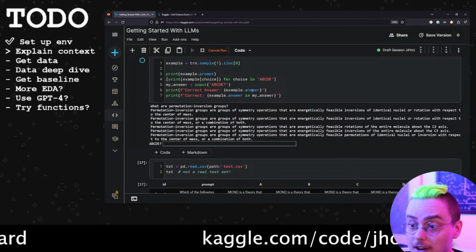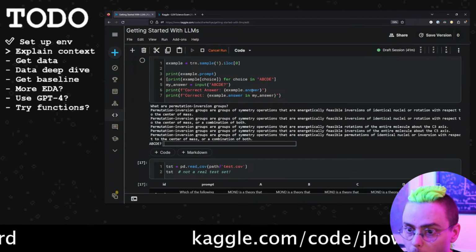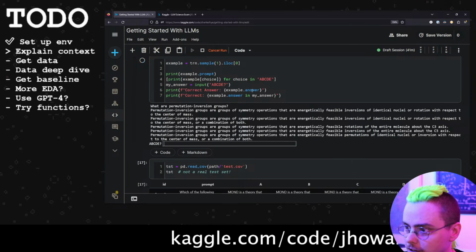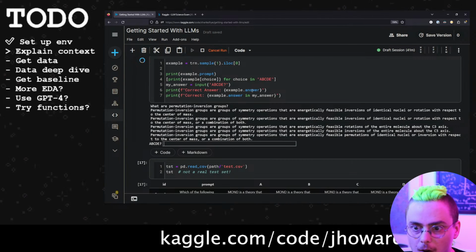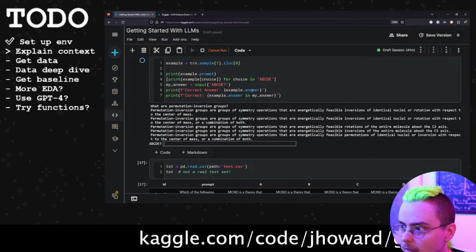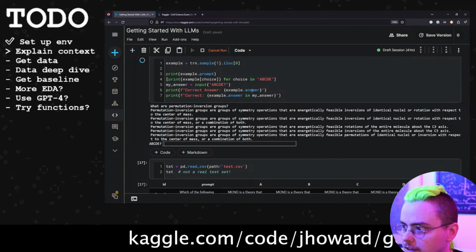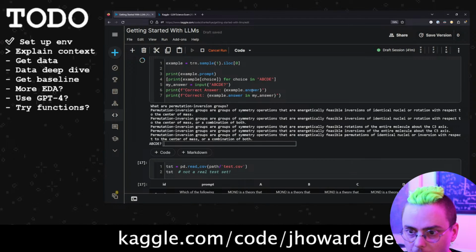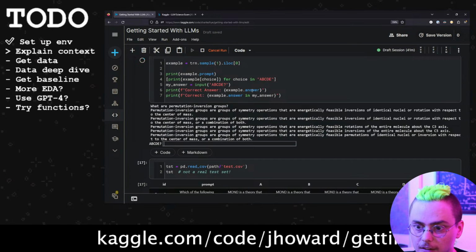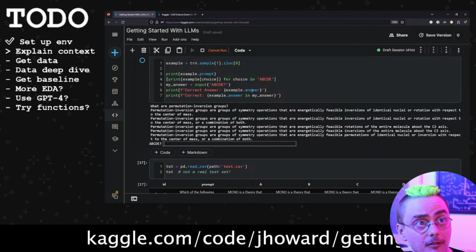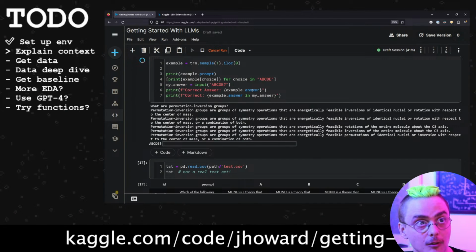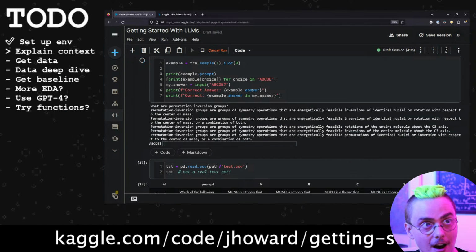So what are permutation inversion groups? Wow. All right. So permutation inversion groups of symmetry operations that are energetically feasible with respect to the center of mass. Okay, inversions or rotation. Combination of both. Entire molecule about the C3 axis. All right, so one thing I'm learning from this is there's a lot of very specific information that's required to answer these questions. These aren't like general knowledge science questions.